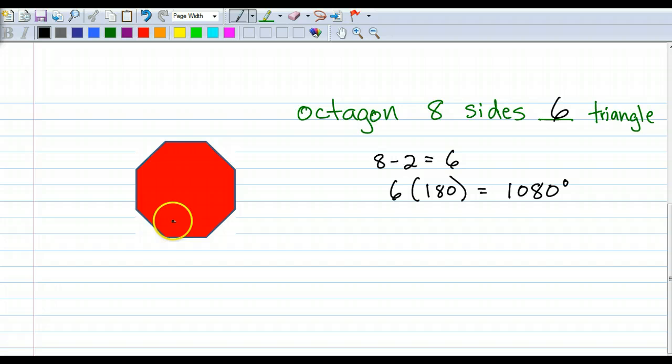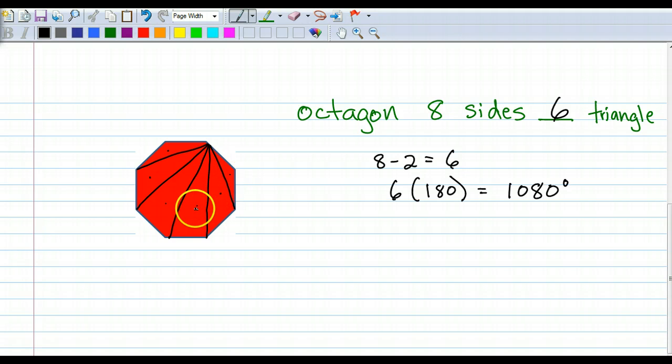We can prove it by making our actual triangles. So I start anywhere. I could start here, doesn't matter. I'm going to start up here. So I'm going to go from this vertex to that vertex. Always start at the same vertex and go to every one that you can that's going to make a triangle. Let's count them. 1, 2, 3, 4, 5, 6. And each one of those is 180 degrees.